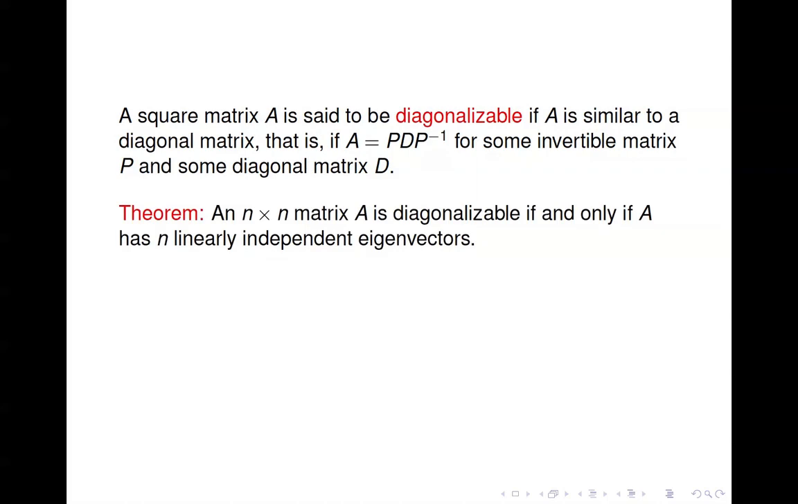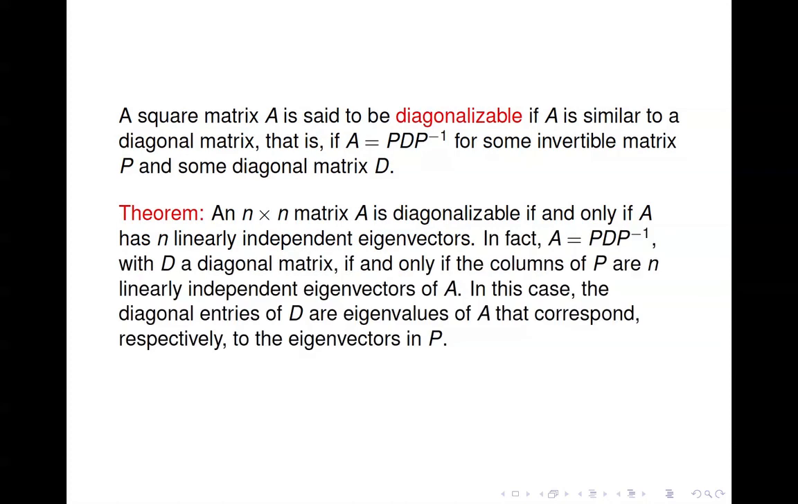Now, here is a very important theorem. It says an n by n matrix A is diagonalizable if and only if A has n linearly independent eigenvectors. So A is diagonalizable if it has n linearly independent eigenvectors. And furthermore, A equals PDP inverse with D a diagonal matrix if and only if the columns of P are n linearly independent eigenvectors of A.